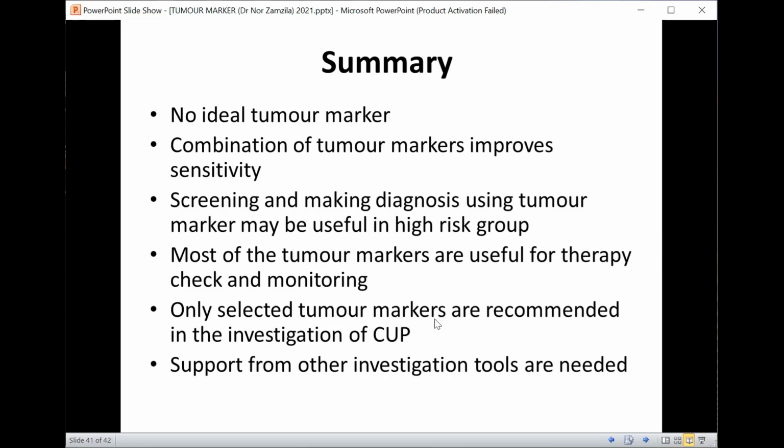Okay, only selected Tumour markers are recommended in the investigation of carcinoma of unknown primary, and even for that, there must be some indication, like the patient must have some presentation of that tumor, then only is it indicated for you to order the Tumour markers. Because of this, we still need support from other investigations in order for us to screen and to diagnose the tumors. So Tumour markers cannot be solely used for screening and also for the diagnosis of tumor or cancers.